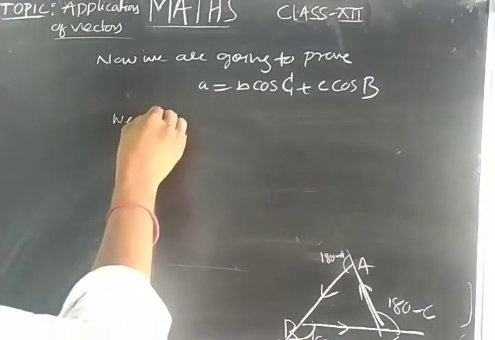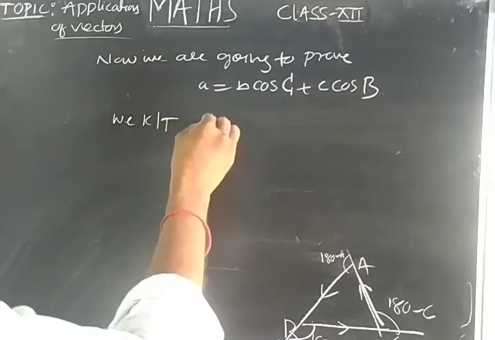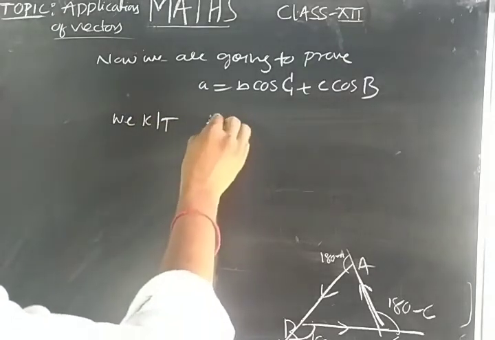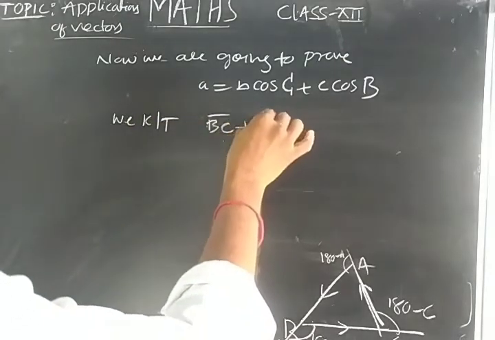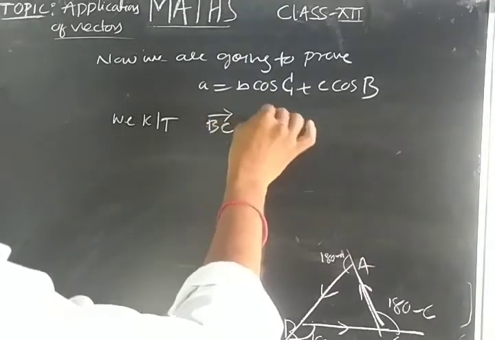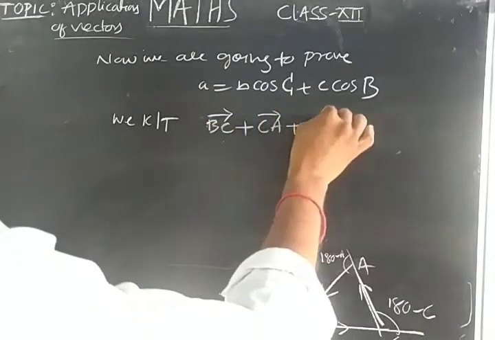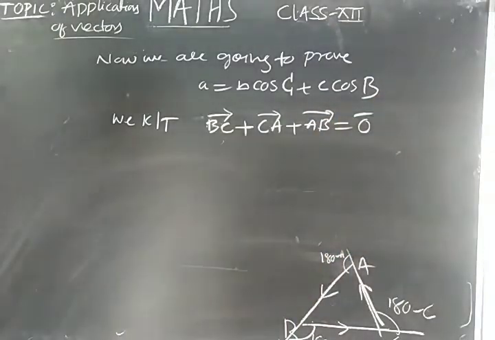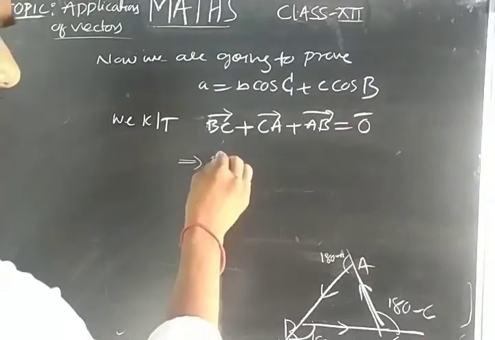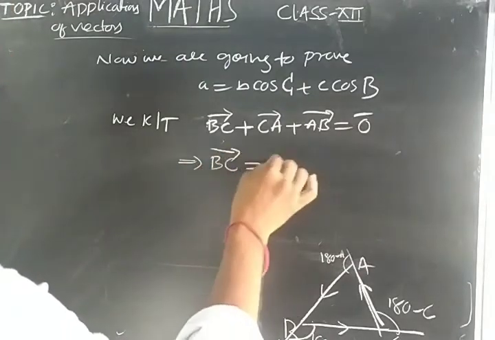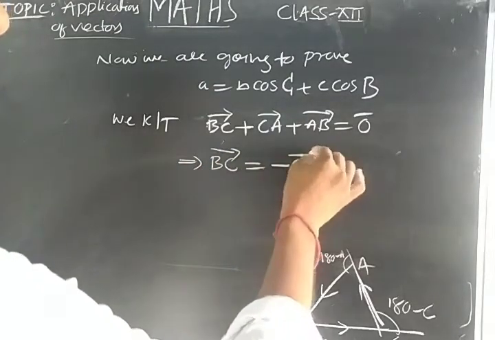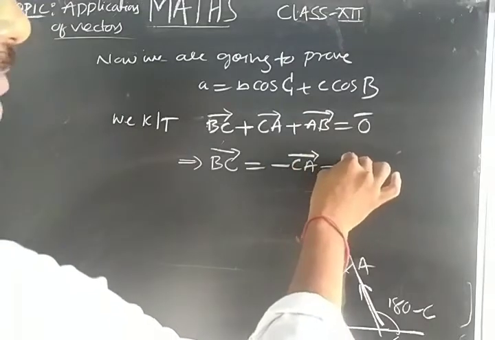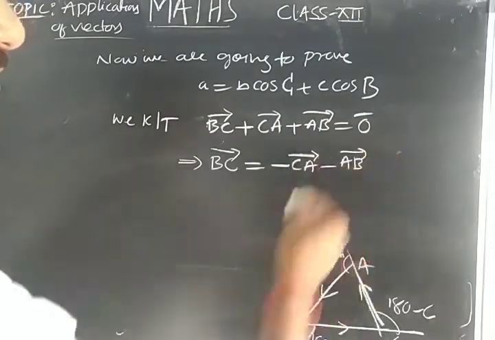I am using this again. We know that BC vector plus CA vector plus AB vector in the triangle is always the zero vector. I said why it is zero, right? Next, from this, again I am keeping BC at the left hand side, I am sending minus CA to the right hand side, and AB also to the right hand side, you will get minus AB.